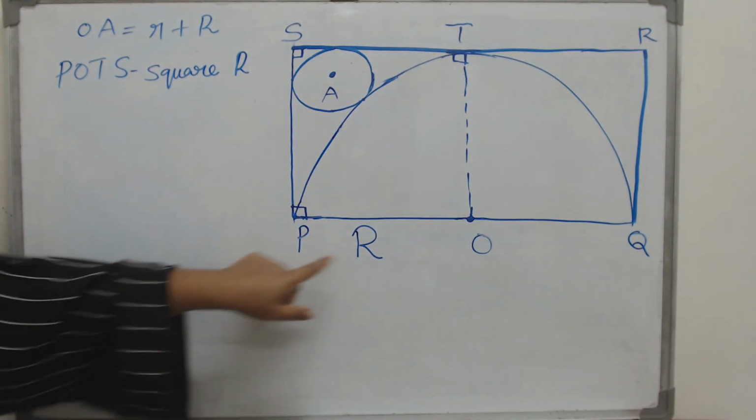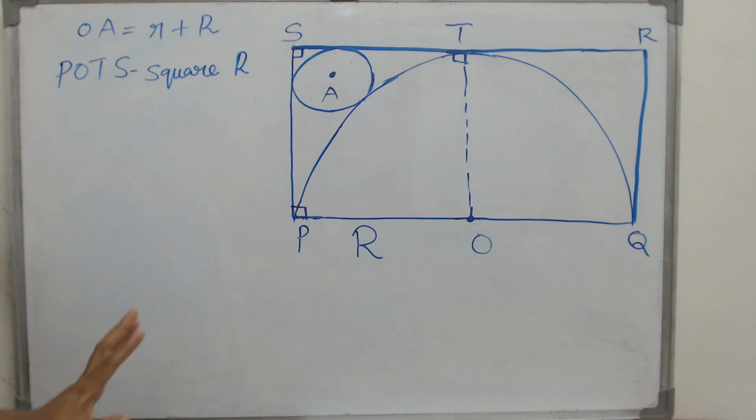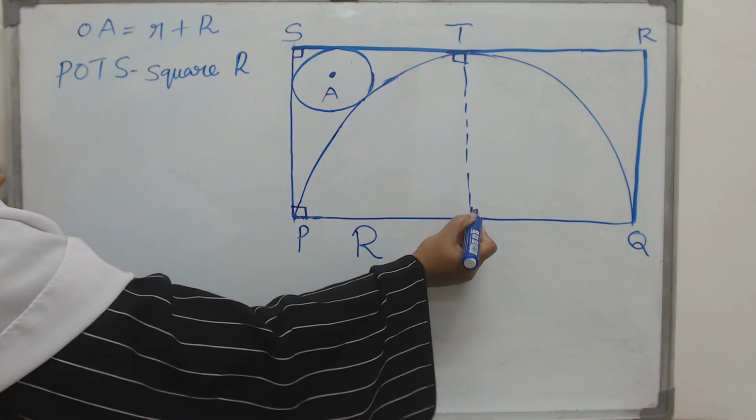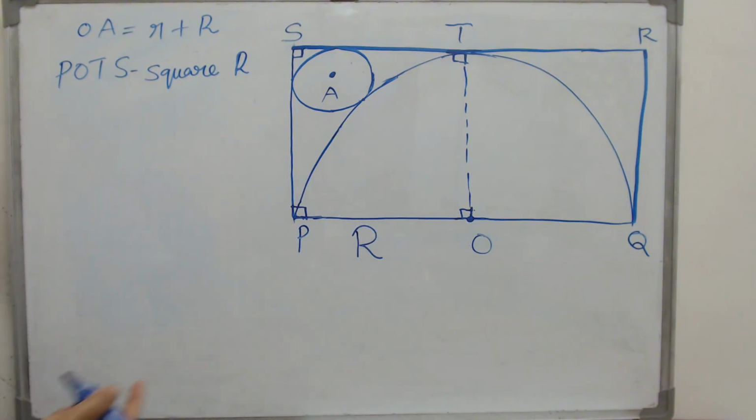Now if you look at this quadrilateral POTS, you have 3 times 90 degrees here. The sum of the angles of a quadrilateral is 360. 360 minus 270 gives you a right angle. The fourth angle is also a right angle. So what you have is a rectangle. All the 4 angles are 90.